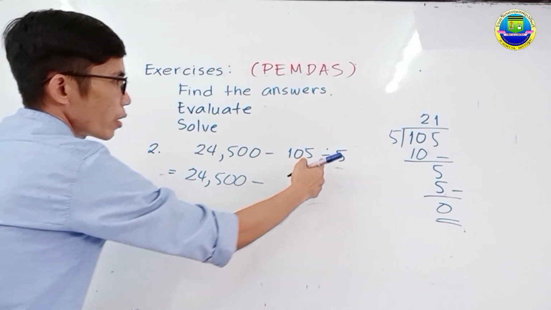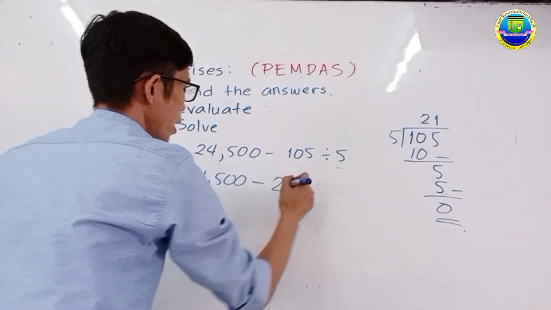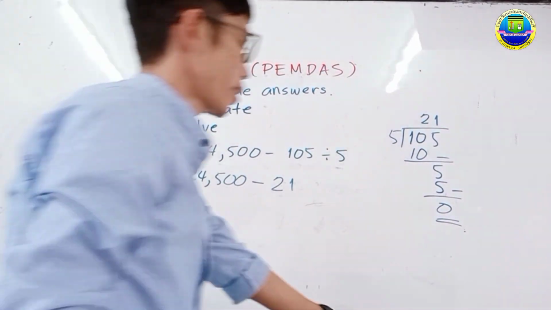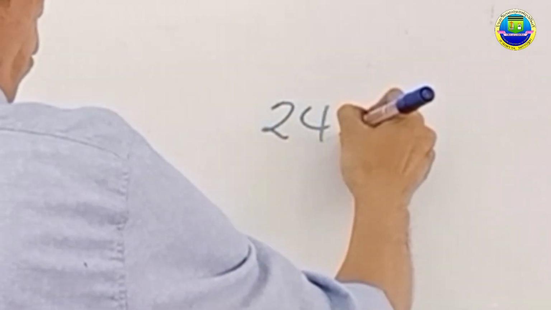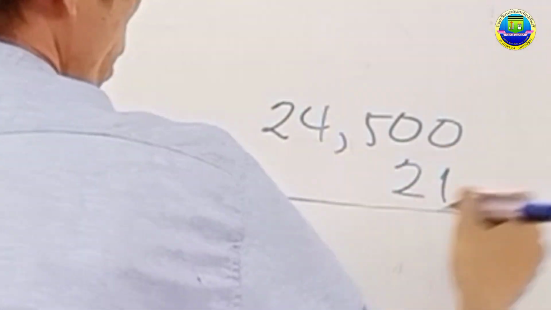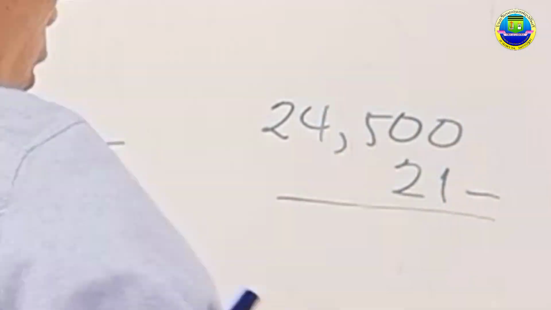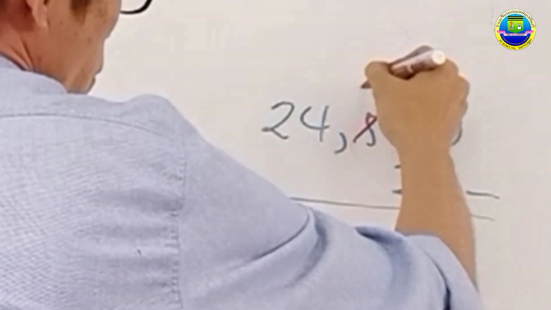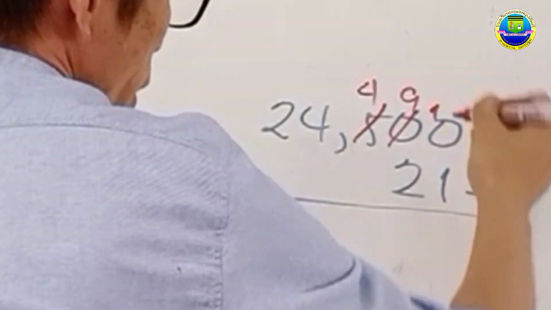24,500 minus 105 divided by 5 is 21, then subtract. So we have here now 24,500 minus 21. So 0 minus 1 cannot be, we cannot borrow 1 here. So we have to borrow 1 here. 4 to become 9, so we have to borrow 1.